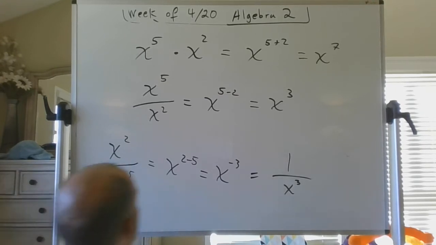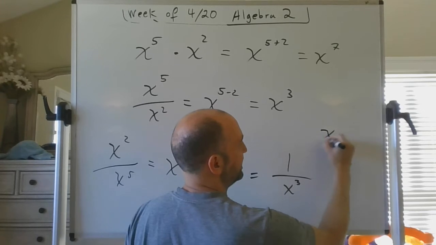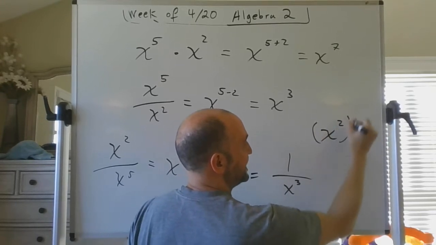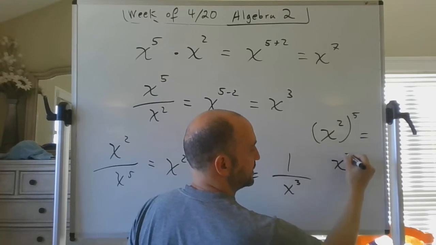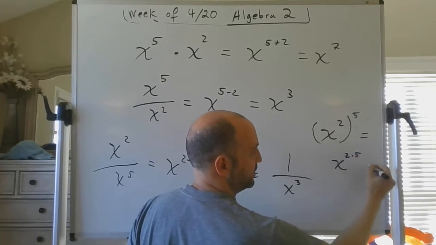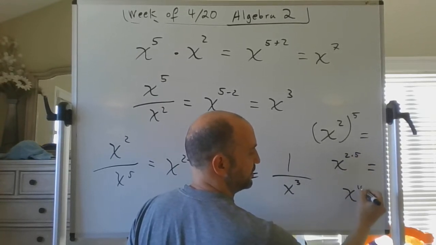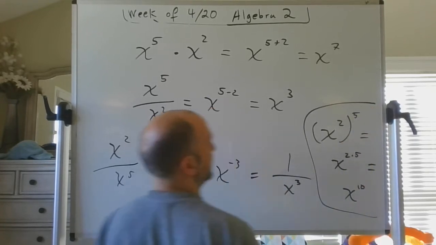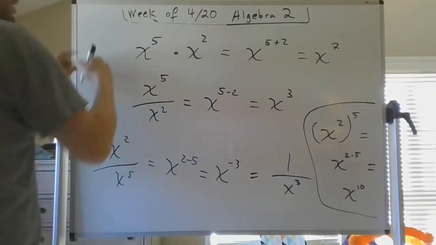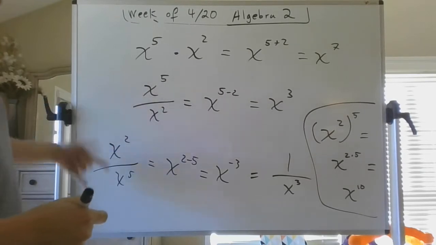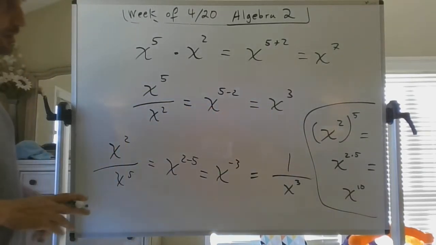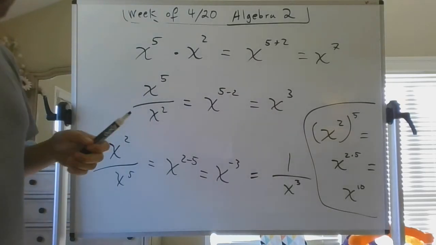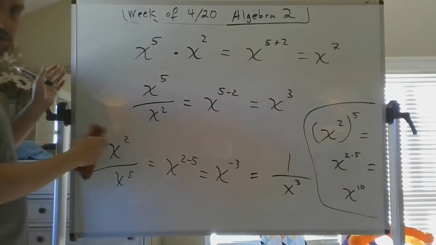And then last, what we really need to know is what if I have x to the power of 2, and then that's to the power of 5? Simple. That's the same as saying 2 times 5, which is going to be x to the power of 10. So we have number 1, 2, this is about the same, and then 3. Those are the most important things you need to know for rules of exponents. So have that in mind while we go on for this lesson.